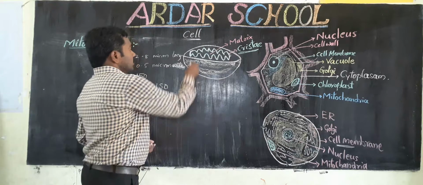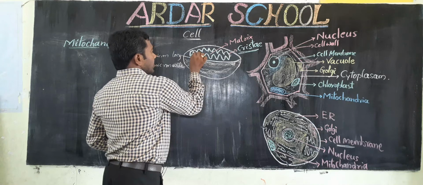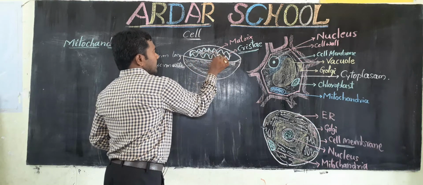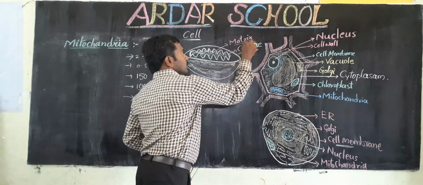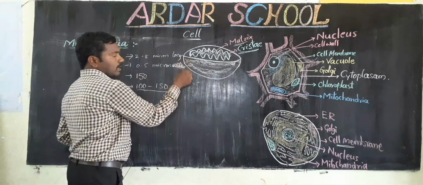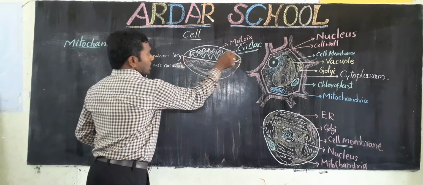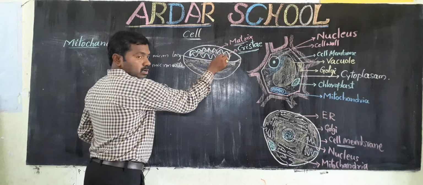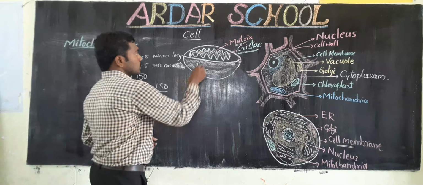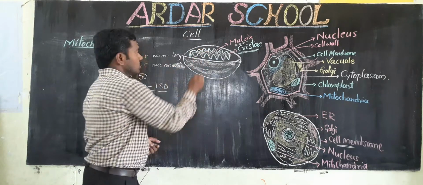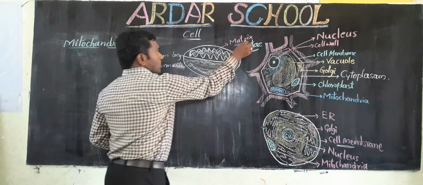Inside the cristae, the space is filled with fluid. This fluid is called the matrix. Here the mitochondria is a two-membrane organelle. One is the outer layer, and the inner layer is folded like this. Okay, children, these folds are called cristae. The space inside is occupied by fluid, and that fluid is called the matrix.